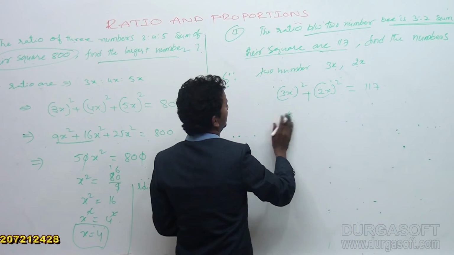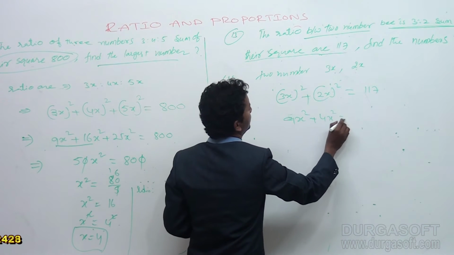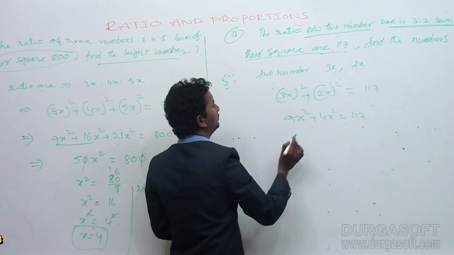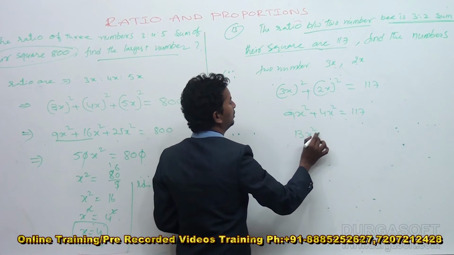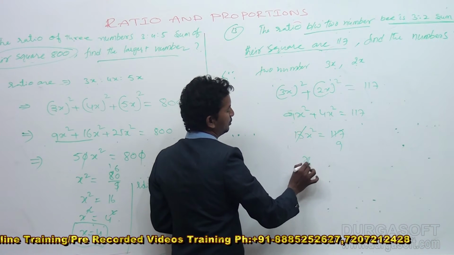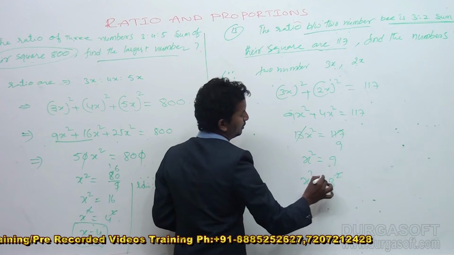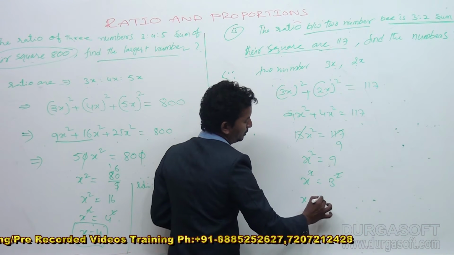Now 9x square plus 4x square is equal to 117. Now 9 plus 4, 13, 13x square is equal to 117. 13 ones are 13, 13 nines are 117. X square is equal to 9. X square is equal to 3 square. Square will be cancelled. X is equal to 3.